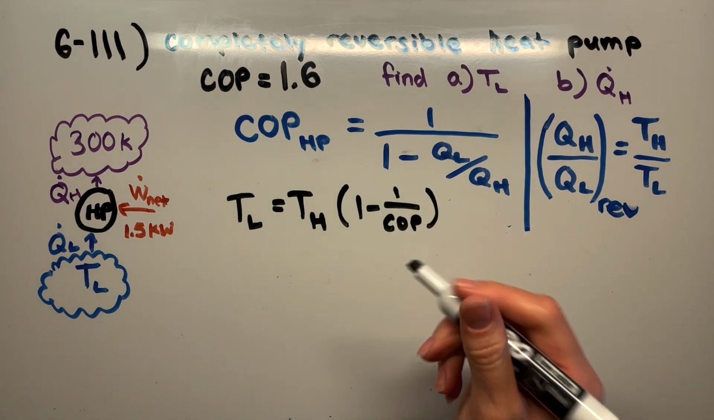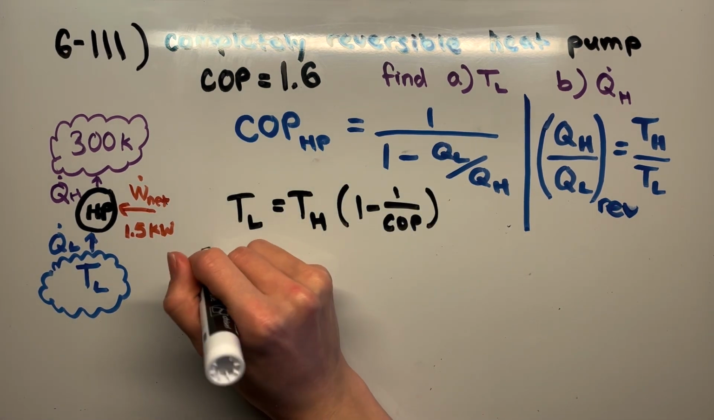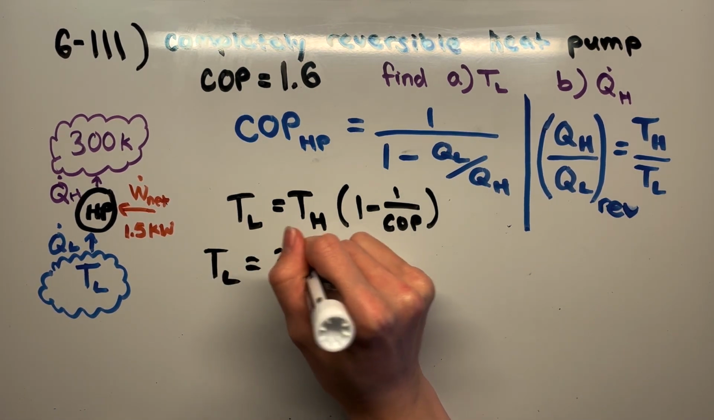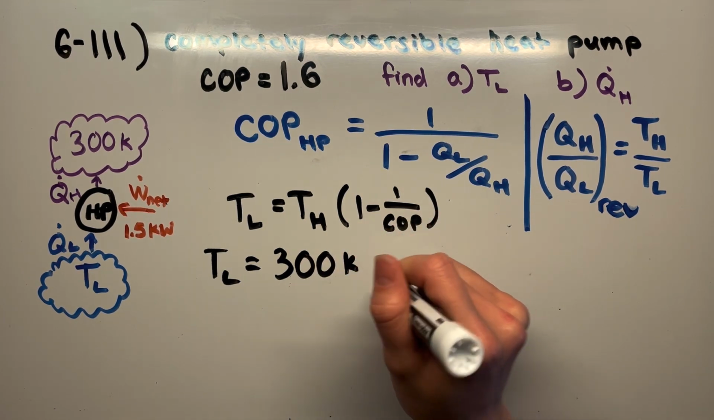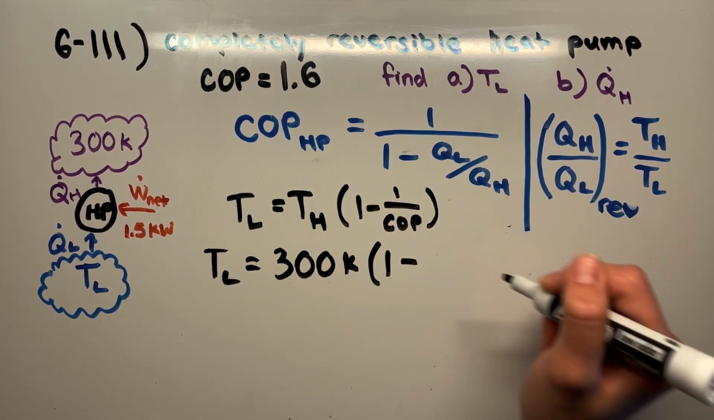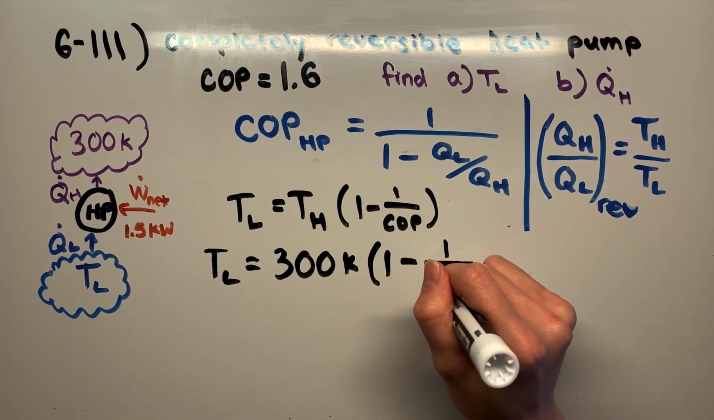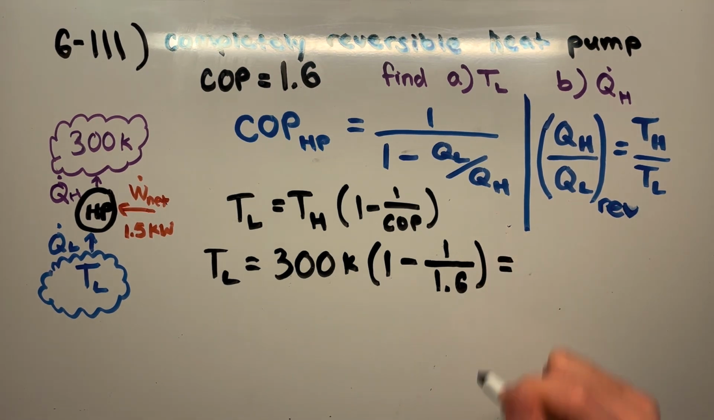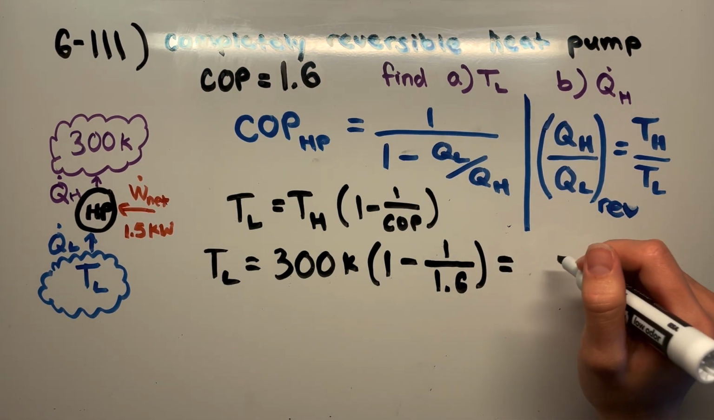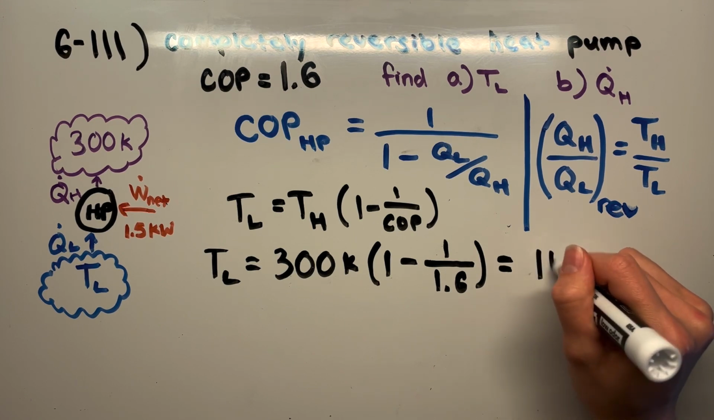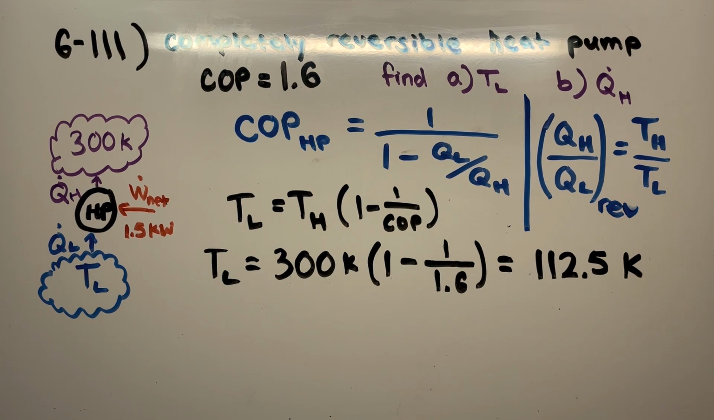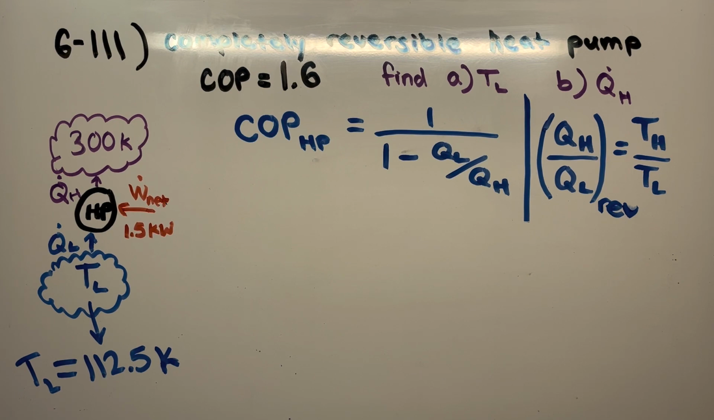Now with this equation, we can just plug in our givens. We find that TL is equal to 300 degrees Kelvin, and we don't need to convert since it was already given in Kelvin, times 1 minus 1 divided by 1.6. With that, we get the value of TL is equal to 112.5 Kelvin. Now that we have part A, we need to move on to part B.